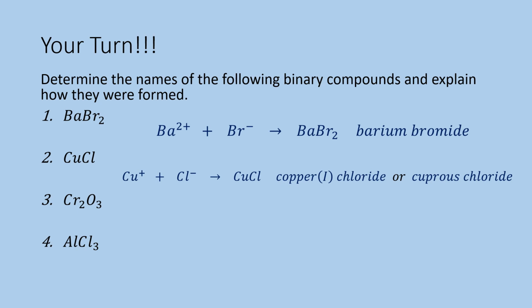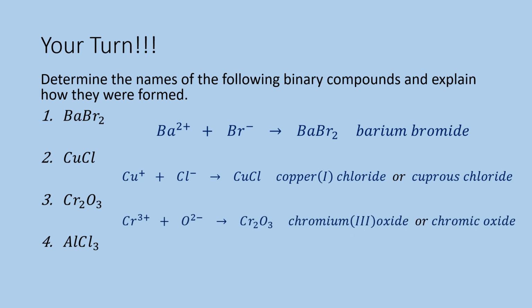For number 3, Cr2O3, this compound is formed by combining the chromium with a charge of +3 and oxide -2. So if we crisscross their charges, the formula of the compound will become Cr2O3, or that is chromium 3 oxide, or using the old system, the name will be chromic oxide.